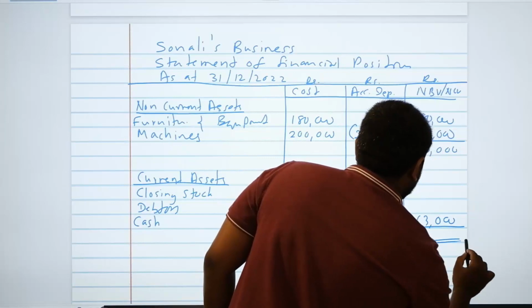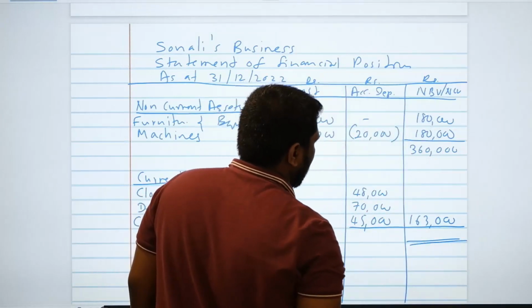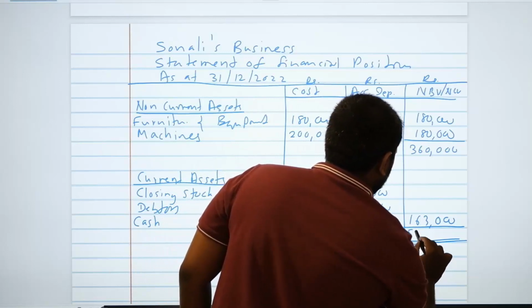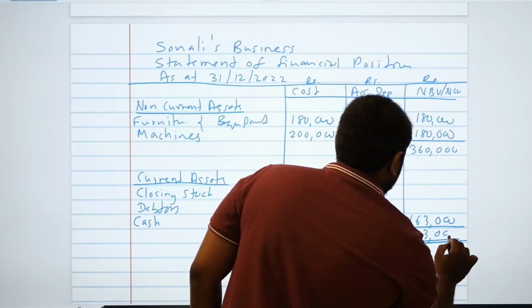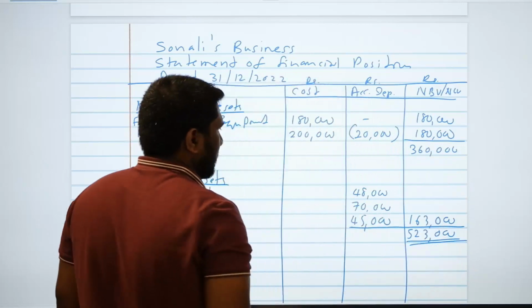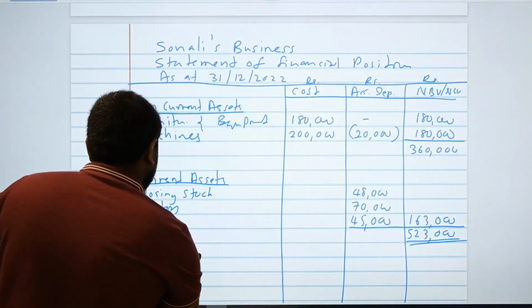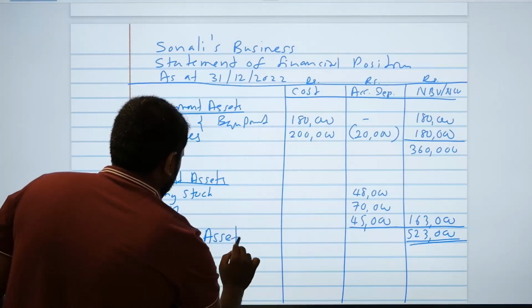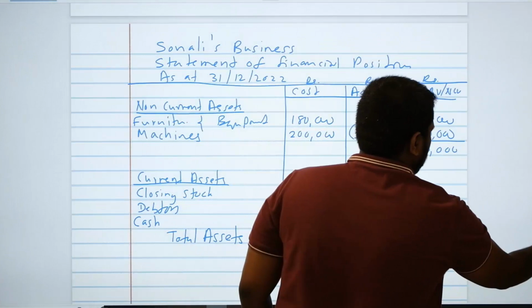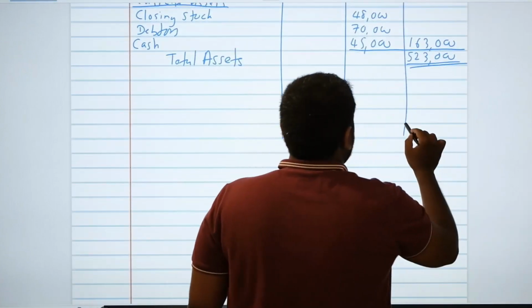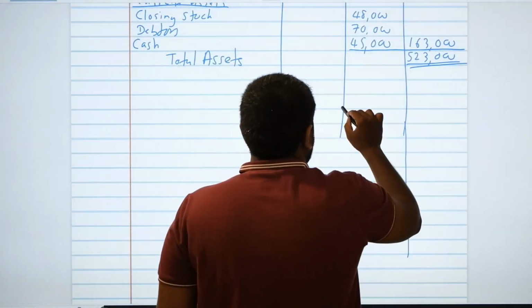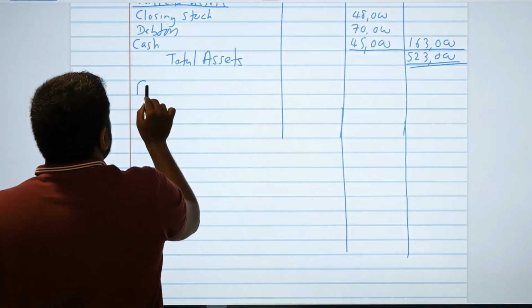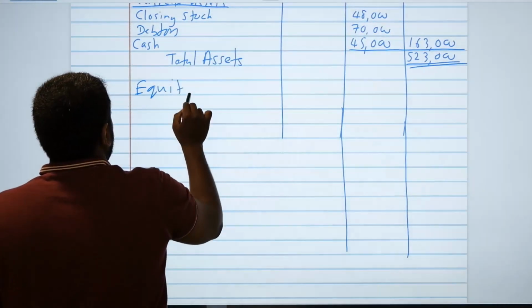Then here how much is the total assets that we are getting? 523,000. Yes, this is your total assets. Now let's move to the equity and liabilities. So first we'll take the equity.